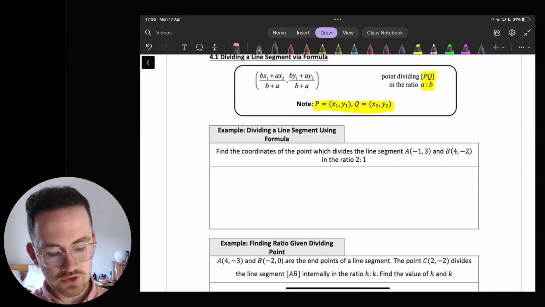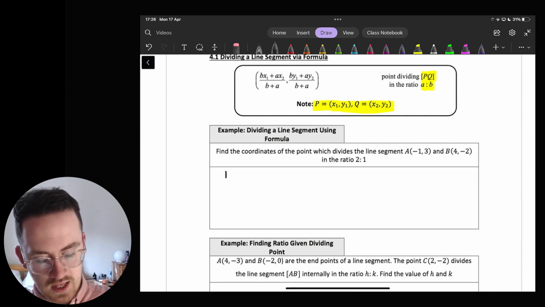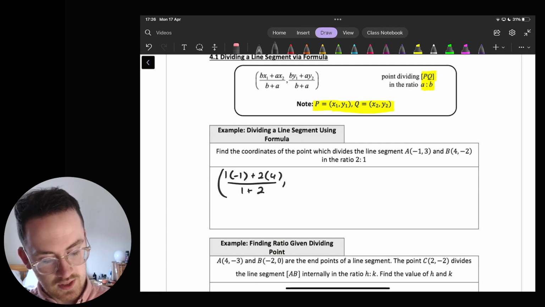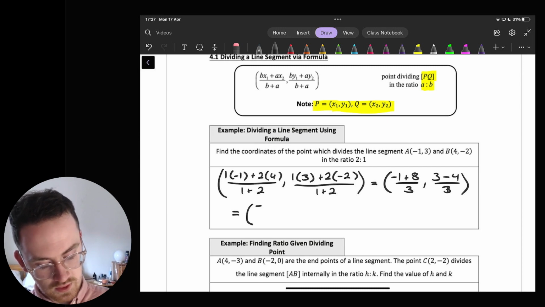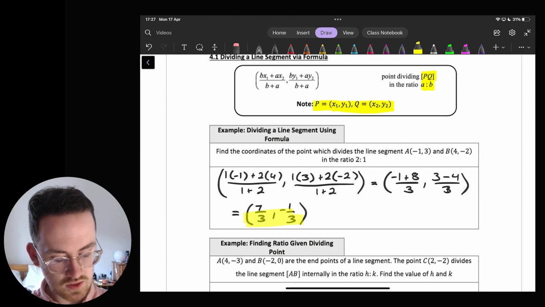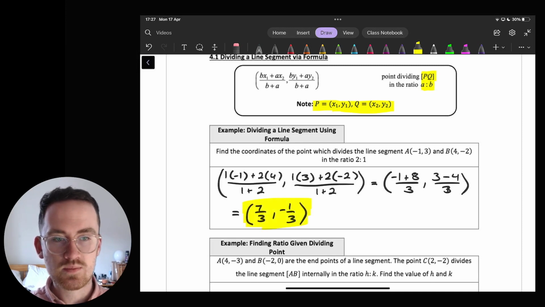So we're given again our ratio 2:1, and we're given our two points. So we simply sub into our formula, noting as well that it feels a little bit backwards that it's the second part of the ratio that comes first in the formula. So just making sure that we are happy with that, that we can follow that. Same thing applies for the next bit. So B, y1 plus A, y2. Okay, 7 over 3 and minus 1 over 3. So 7 over 3 and minus 1 over 3 is our answer. That is the point that divides this particular line segment into this particular ratio.